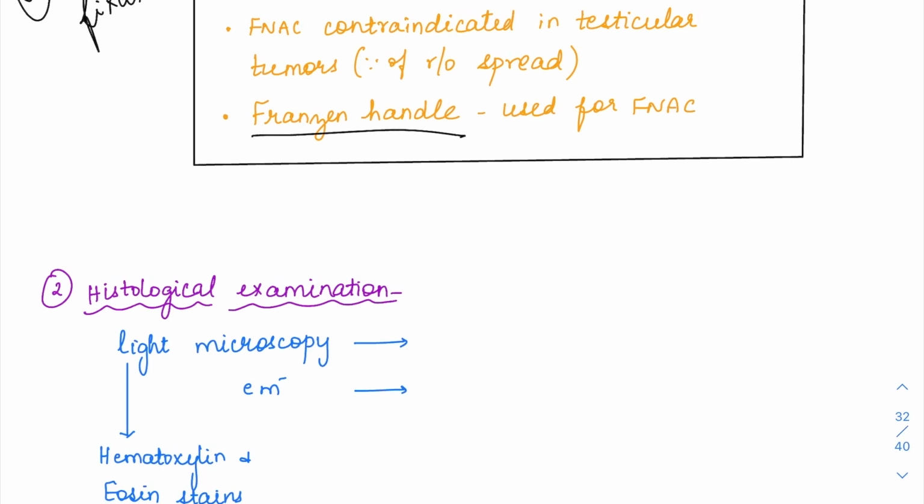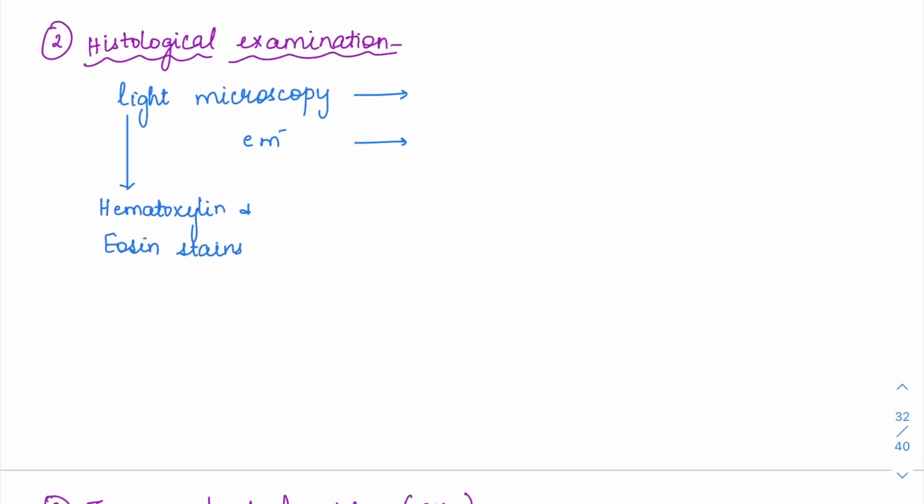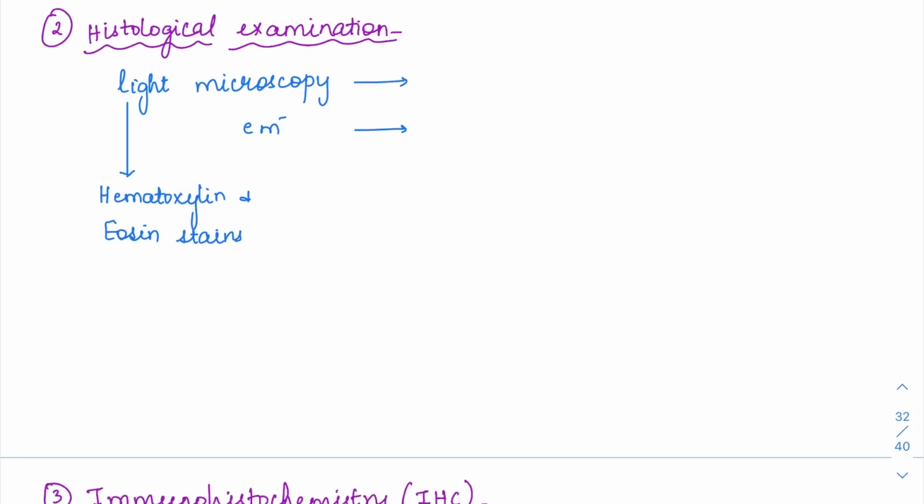After cytology, you can go for a biopsy. A biopsy can be taken from the tumor and then you can test it. You can use light microscopy first. For light microscopy, you have to fix the tissue in 10% neutral buffered formalin. This is the fixative which we normally use for histopathological examination. Once you put it in that, you process the tissue and stain it with H and E stain, which is hematoxylin and eosin. After that, you can see the slide.